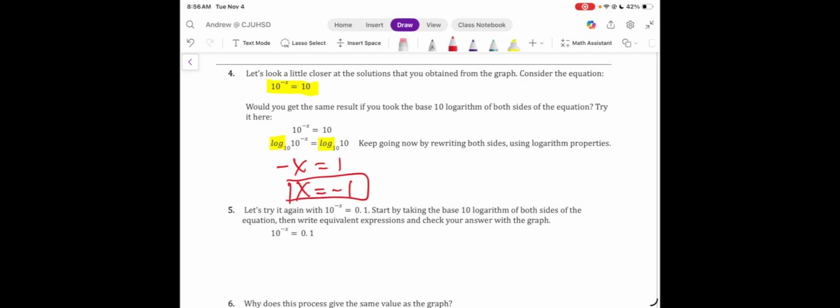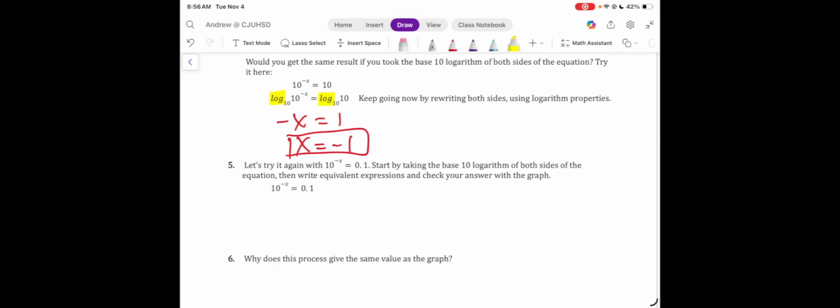Let's try it again for this next equation. Apply the log to both sides. And I don't have to write the base, but they did on the previous problem.